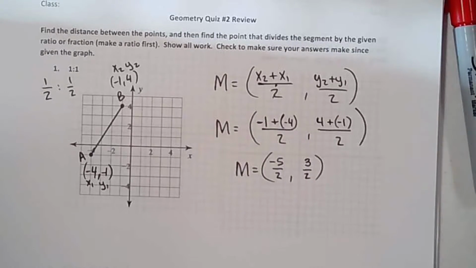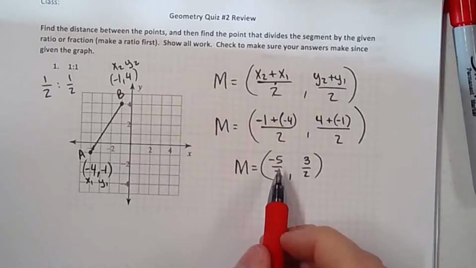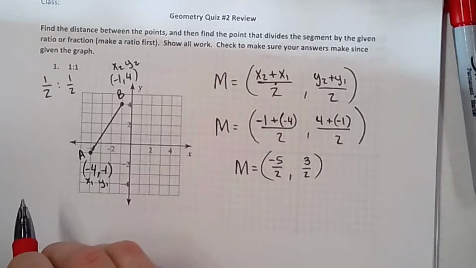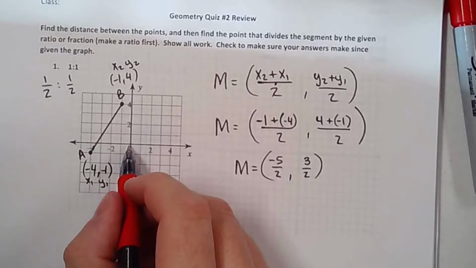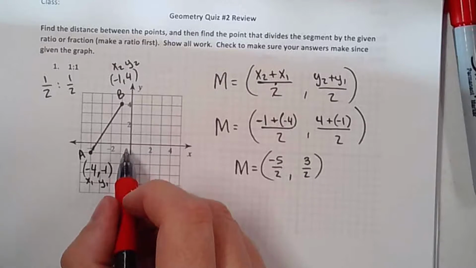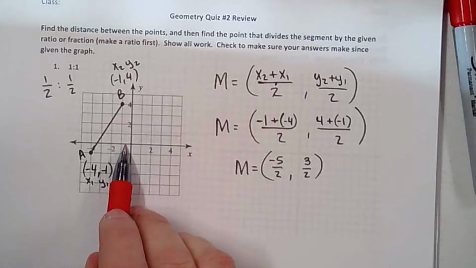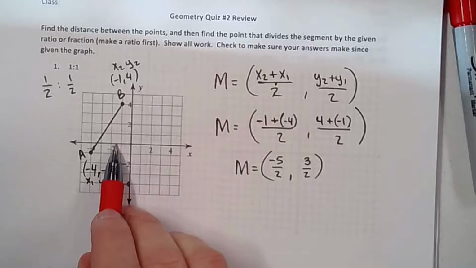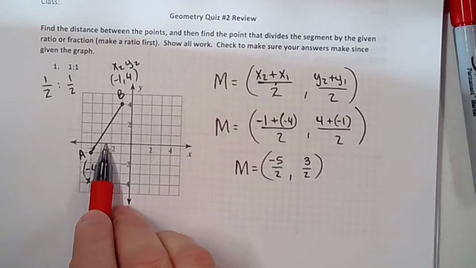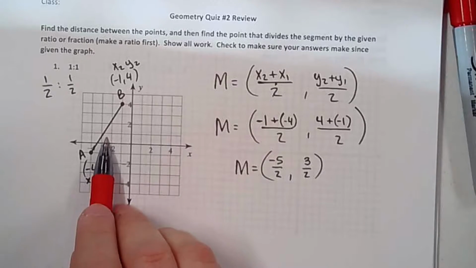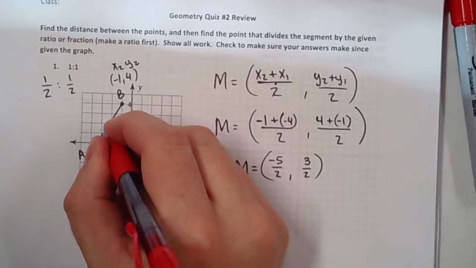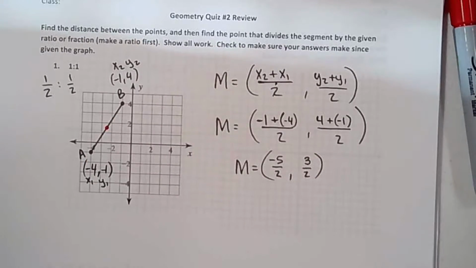Let's see if that makes sense given our graph. Negative 5 over 2. So that's negative 5 halves. So starting at 0, let's move 5 halves to the left. Let's count by halves. Here we go. 1 half, 2 halves, 3 halves, 4 halves, 5 halves. So there we are horizontally. And then how far do we have to go up? 3 halves. So there's 1, 2 halves, and then 1 more. Does that look like the midpoint to you? Yeah, we nailed it. It's all good. Again, check your work there.